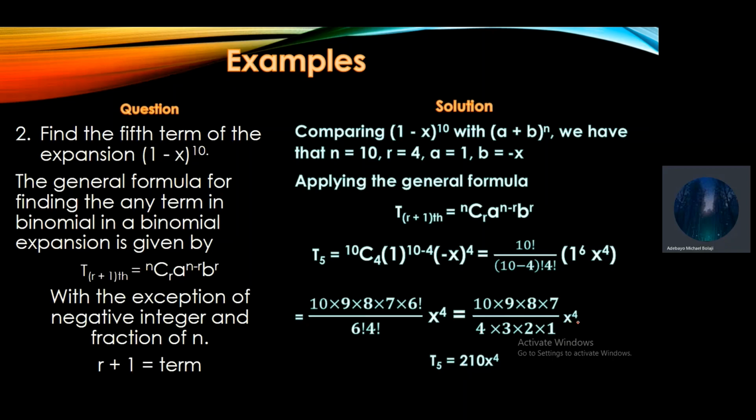Then we have x raised to the power of 4. How did we get x raised to the power of 4? 1 raised to the power of 6 is equal to 1 times 1 times 1 times 1 in 6 places, which will give us what? It will give us 1. So 1 times x raised to the power of 4 will give us what? x raised to the power of 4. And when you simplify all these, you get 210. So the fifth term of the expansion of 1 minus x raised to the power of 10 is equal to 210 x raised to the power of 4.